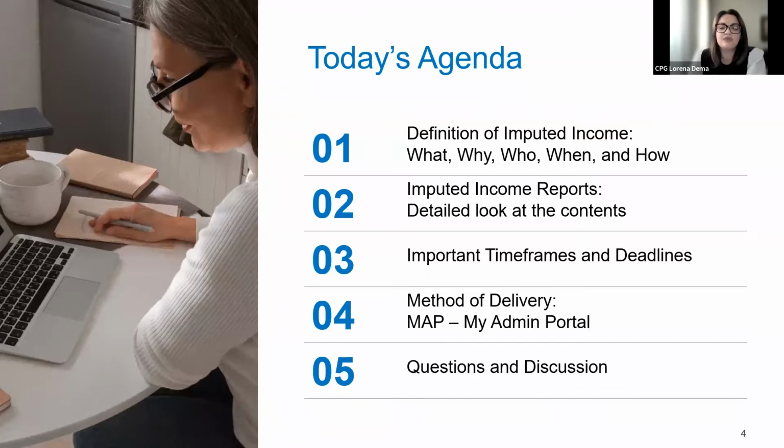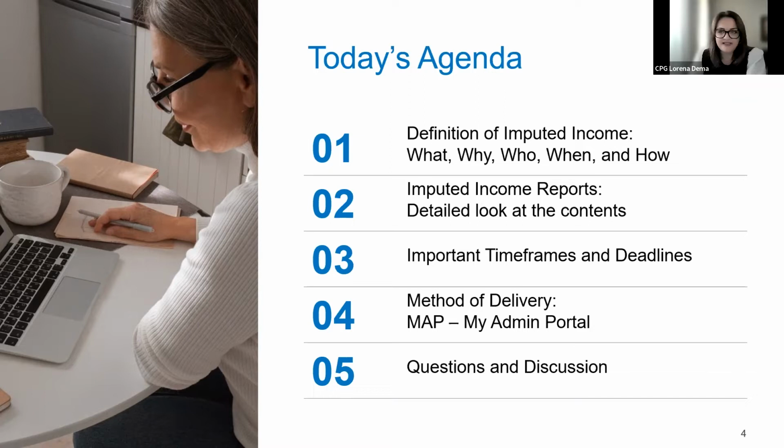So with that being said, we're going to take a look at the agenda for today. We are going to go over some definitions, right? What is imputed income? What do we do, why we do it, who does it affect, when and how? We're going to take a detailed look at the imputed income reports, what information they have in them. Then we're going to talk about important timeframes and deadlines. And of course, we're going to discuss the method of delivery, which is MAP, My Admin Portal. And then at the end, we're going to go through questions and discussions. Any questions that you may have, you can ask at the end of this presentation.